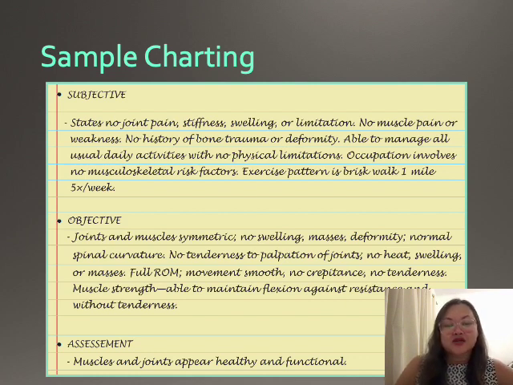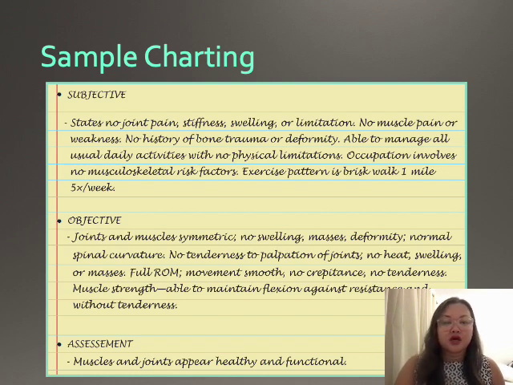And then for objective, this is your actual assessment. Their joints and muscles are symmetric. There's no swelling, masses, deformity, normal spinal curvature, no tenderness on palpation of joints, no heat, swelling, or masses. They have full range of motion. Their movement is smooth and even with no crepitus, no tenderness, and their muscle strength, able to maintain flexion against resistance at all joints without tenderness.